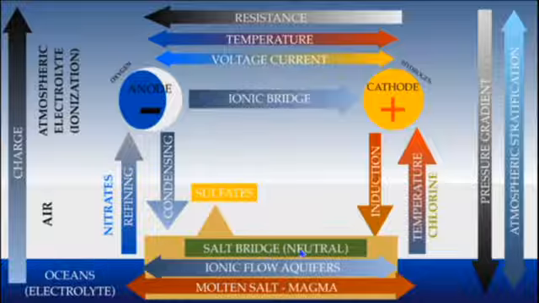The salt bridge, or earth, in this case, is neutral. Through it, it has the movement of waters and salts, and I've labelled this the ionic flow of aquifers. We also get high amounts of potassium nitrate from these aquifers. The salt bridge in the galvanic cell is where there are positive and negative elements coming together to form neutrality. We also have a type of molten salt bridge, which is to do with magma and lava.